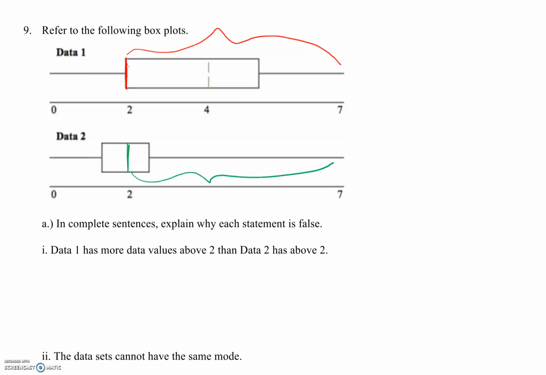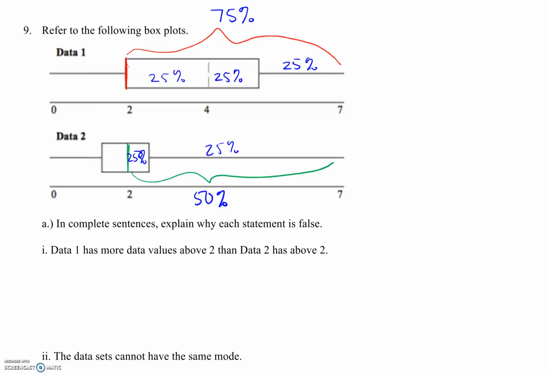As we recall, for our box plots, each section of our box plot is 25% of the data, right? So just glancing at data 1, it appears we have 75% of the data above 2, whereas for data 2, we only have 50% of the data. So in what world does 75% end up less than 50%? Because we have to show that this thing is false, right? So that's the real question.